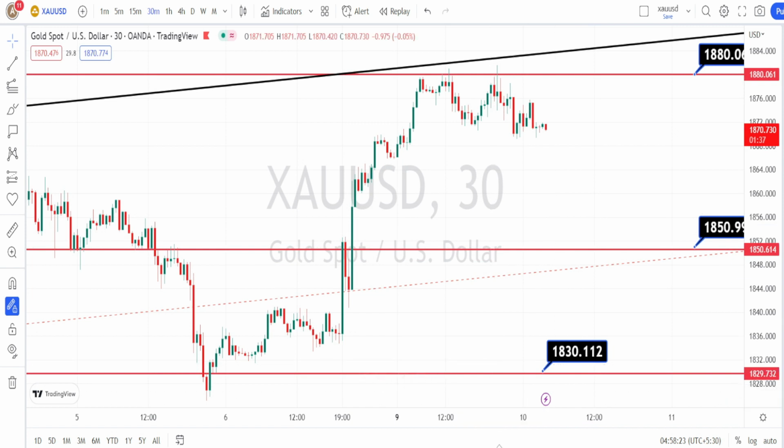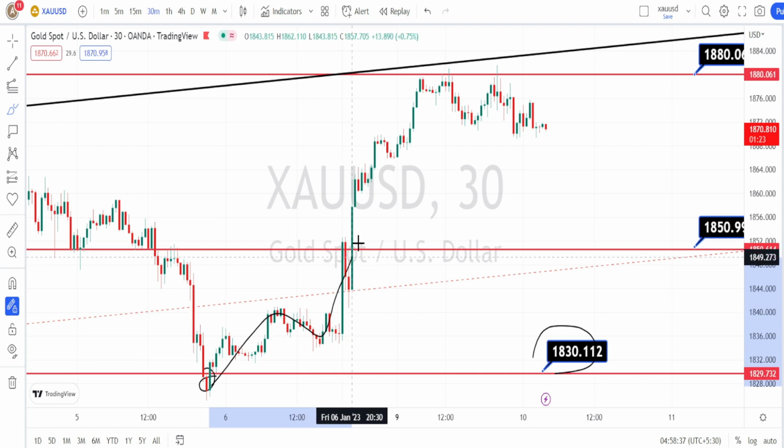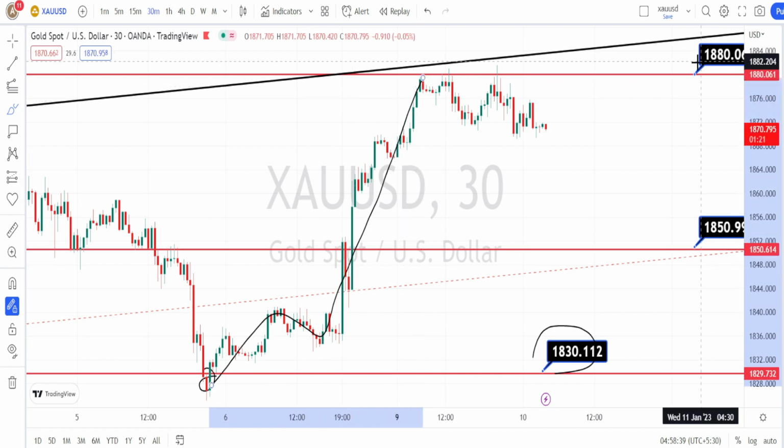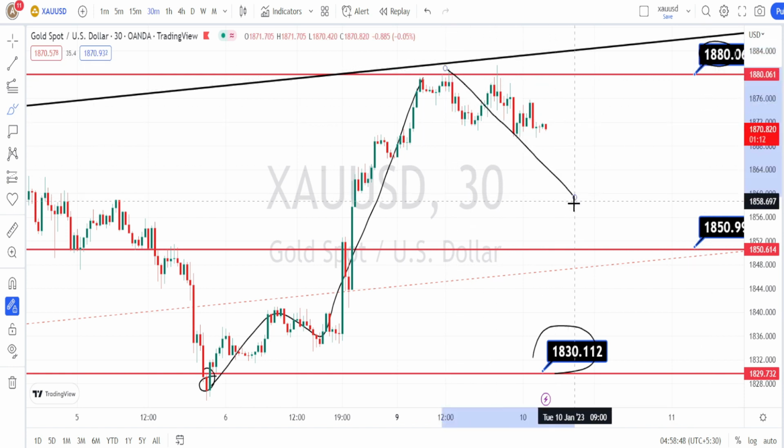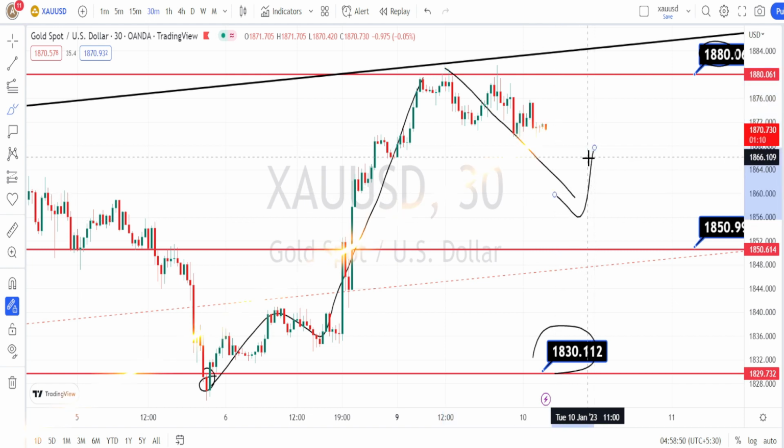I'm in the 30 minutes time frame. When we look at the price action in the 30 minutes time frame also, after taking support around the support level of 1813, we have noticed the price action continuously trend on the bullish side. And after finding resistance at the higher time frame resistance level of 1880, we have noticed the price action bounce back on the bearish side retracement.